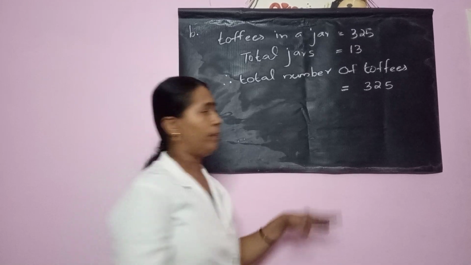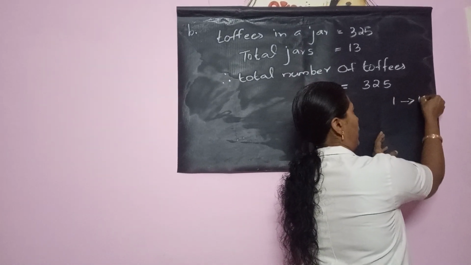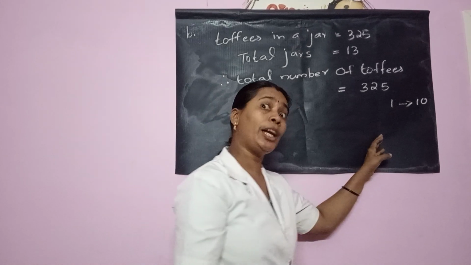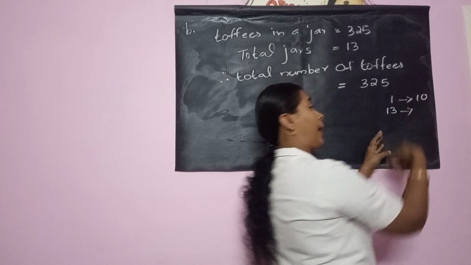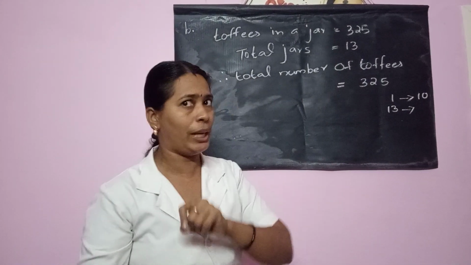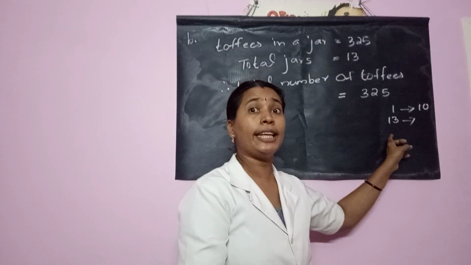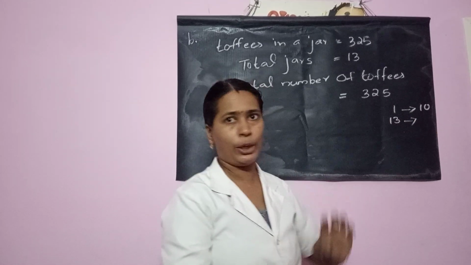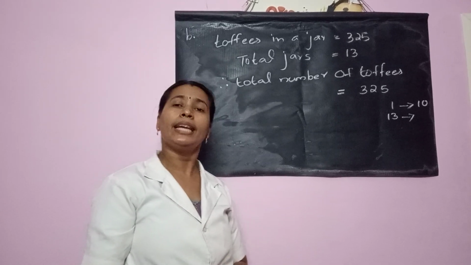For example, suppose a pen having 10 rupees. Then how do you calculate the value of 13 pens? One pen having rupees 10. So how do you calculate for 13 pens? 13 into 10 we need to multiply. Same method we have to do here also.